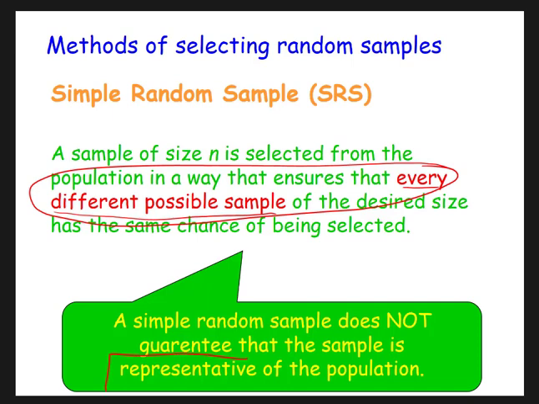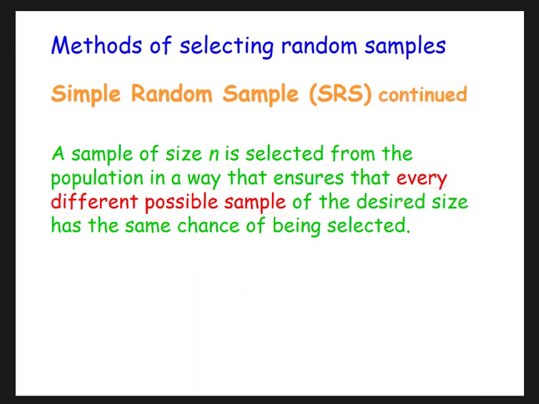Now, the word representative we haven't really defined yet. The word representative just means that the characteristics of the sample very closely resemble the characteristics of the population. The mean is a perfectly represented sample. The sample mean would be the same as the population mean and all that.